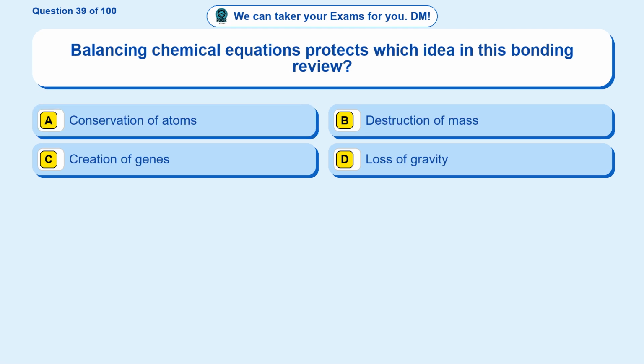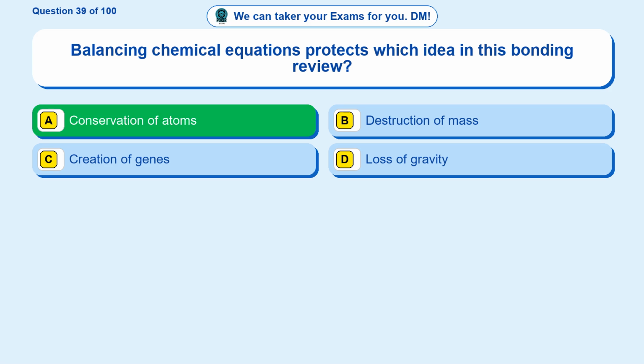Question 39. Balancing chemical equations protects which idea in this bonding review? Option A, conservation of atoms. Option B, destruction of mass. Option C, creation of genes. Option D, loss of gravity.